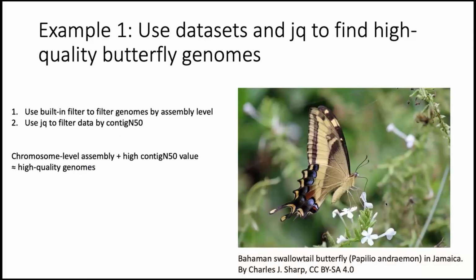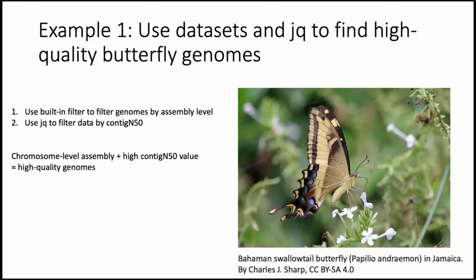So for the first example, we're going to download metadata describing butterfly genomes, then use information in this metadata to help us identify and download a subset of high-quality genomes. We're going to use a built-in filter to get butterfly genomes at the chromosome assembly level. Then we're going to further restrict this set of chromosome-level butterfly genome assemblies to those above a certain contig N50 value.